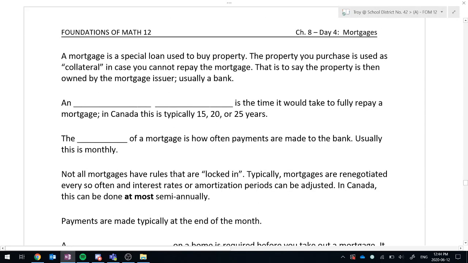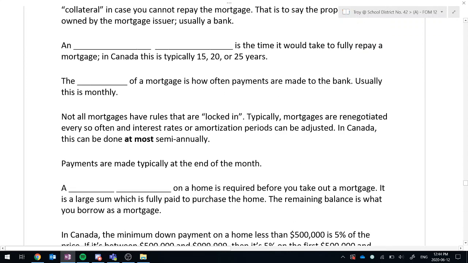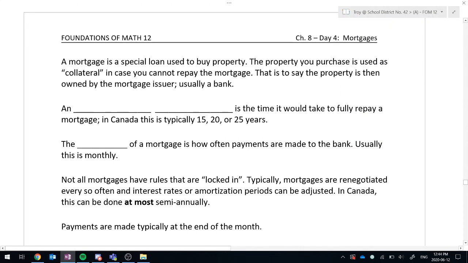Hello, everybody. So today we're going to jump into the next unit for us, and this one is going to deal with mortgages. You've probably heard mortgages talked about online or on the radio, on TV. You probably have a basic idea of what a mortgage is and how it works already.